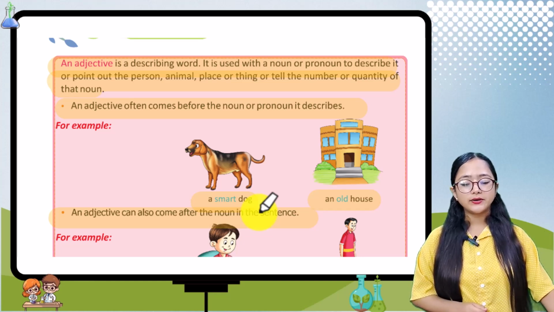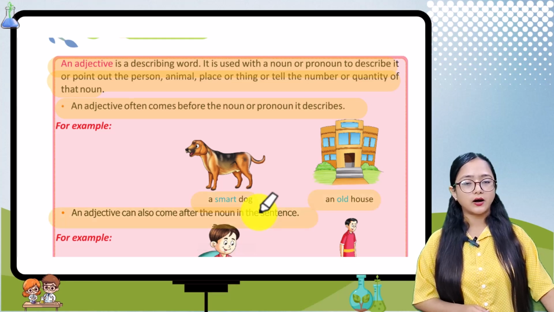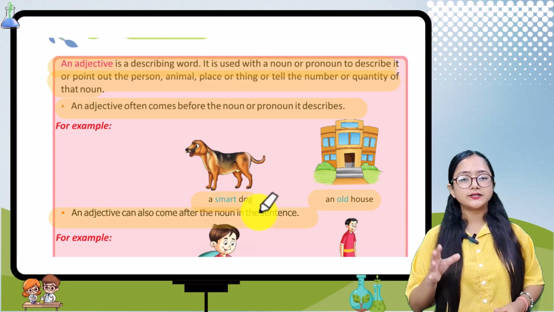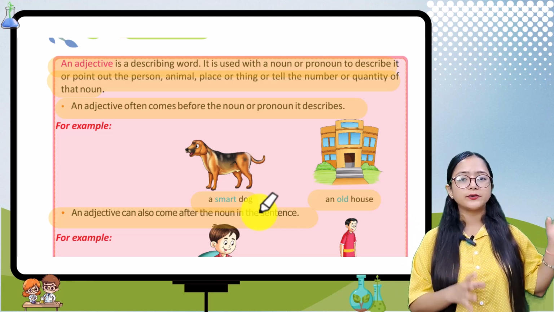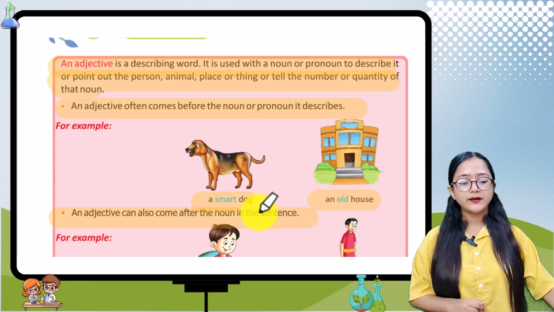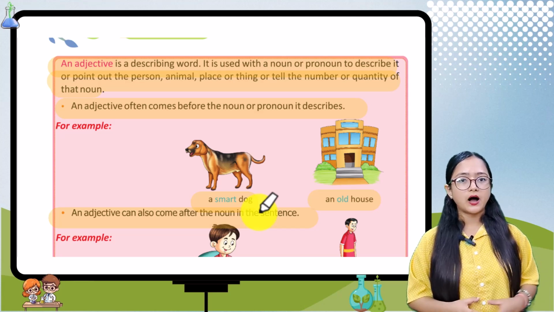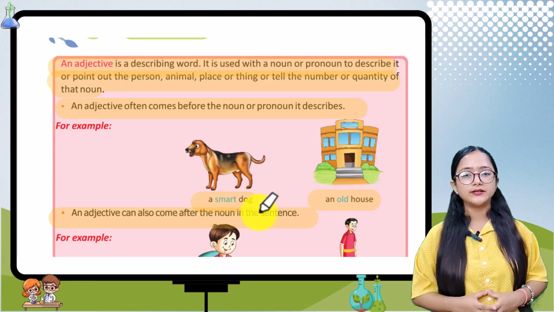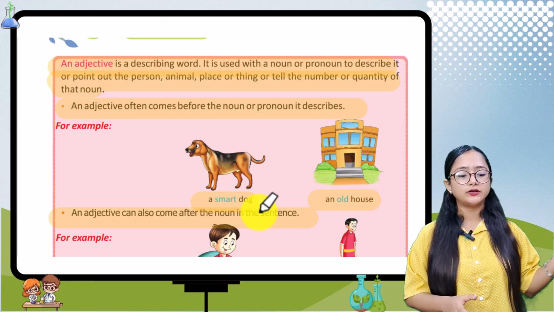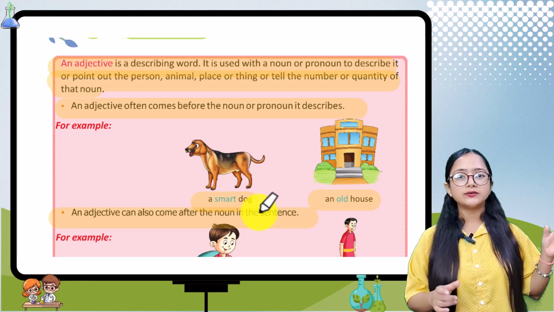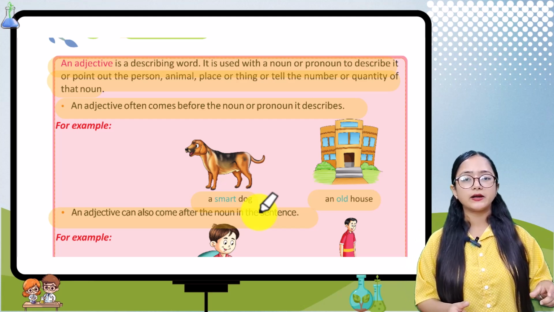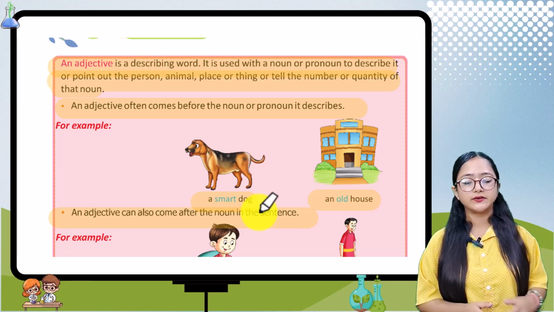Okay, now here it is saying an adjective often comes before the noun or pronoun it describes. So basically, an adjective often comes before the noun or the pronoun which it describes. Okay. For example, a smart dog. So how is the dog? The dog is smart. Okay, so the word smart is describing the dog. Next one, an old house. So how is that house? That house is old. So old is describing the house. Old is the adjective. Okay.